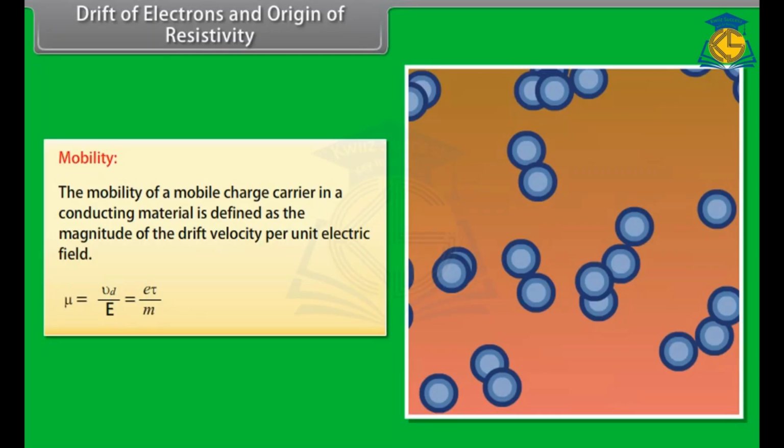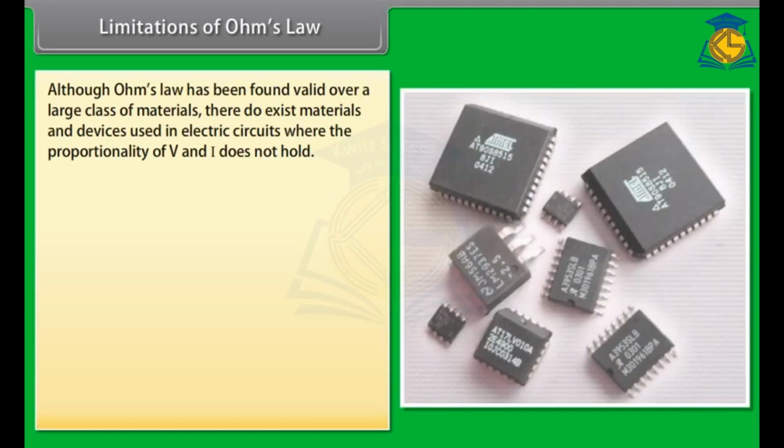Mobility, mu, is equal to Vd upon E, which is equal to E tau upon M. Limitations of Ohm's law. Although Ohm's law has been found valid over a large class of materials, there do exist materials and devices used in electric circuits where the proportionality of V and I does not hold. The deviations are of the following types.